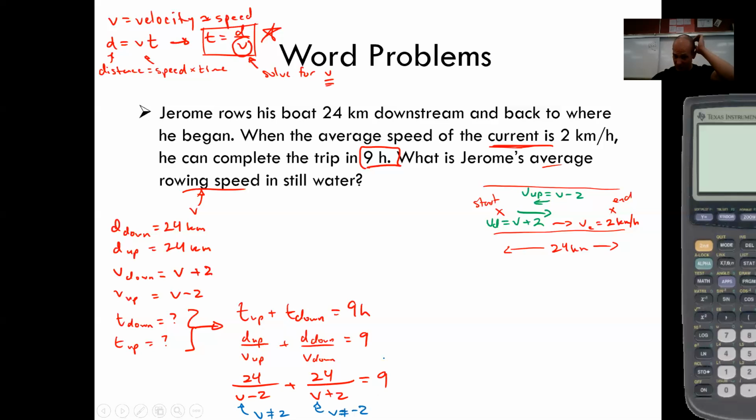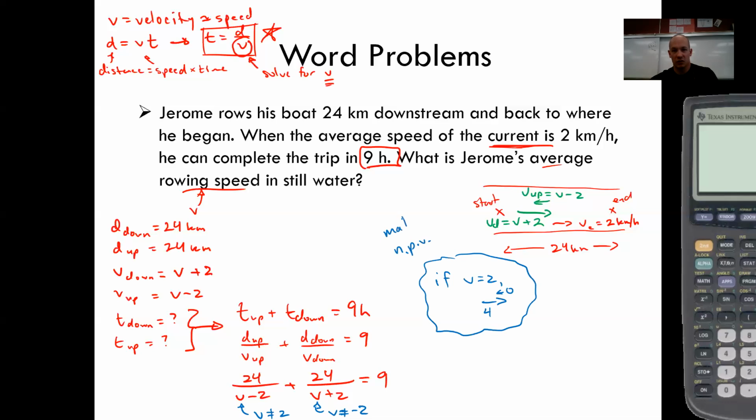So first of all, let's just make a little sense of this. I like these word problems because the non-permissible values start to make sense. If the speed was 2, we already talked about that. If the velocity was equal to 2, you travel at 4 kilometers down and you travel 0 back up. So this is just sort of my thinking here, right? Let's make sense of the non-permissible values. You never make it back. Never come back.